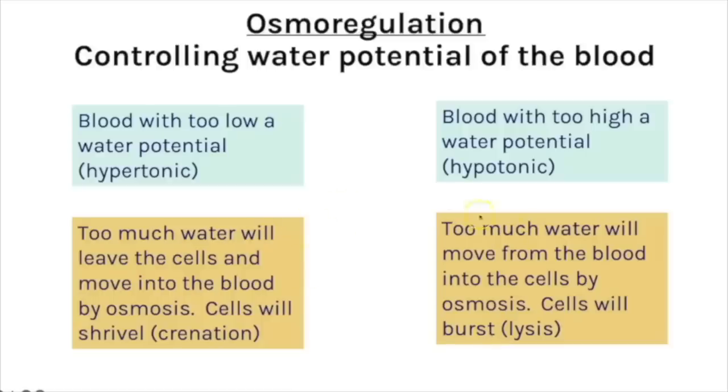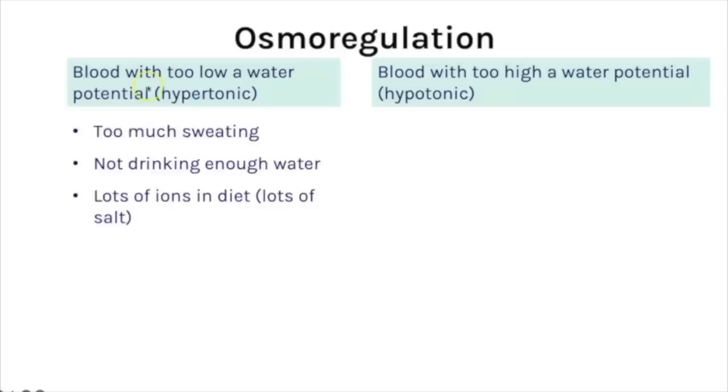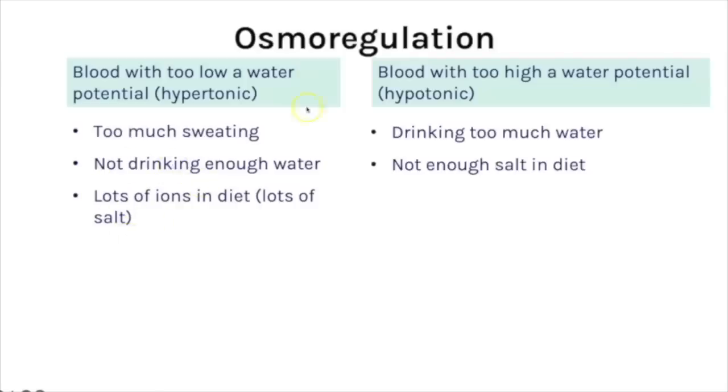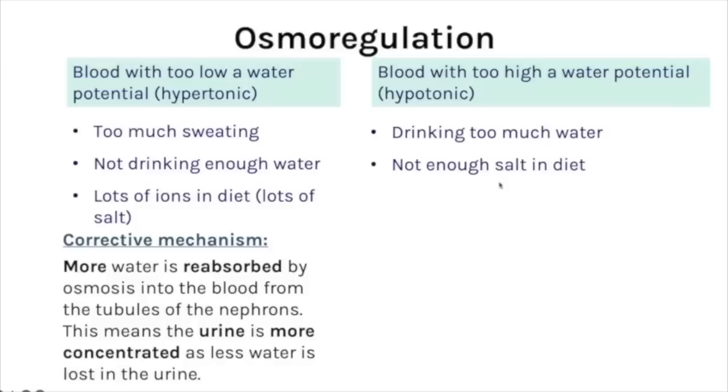Now, neither of these are good, which is why we have to regulate the water potential. What could cause this is if you had hypertonic blood, that could be from excess sweating, not drinking enough, or having a diet that's containing lots of ions, so salty diets. If you had hypotonic blood, then maybe you've drunk too much water or you don't have enough salt in your diet. So the corrective mechanisms for both.